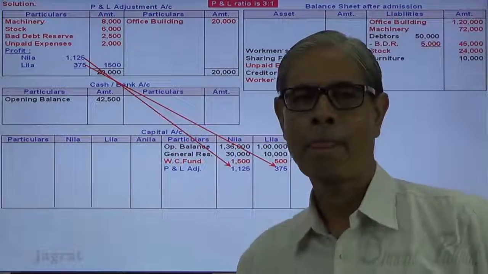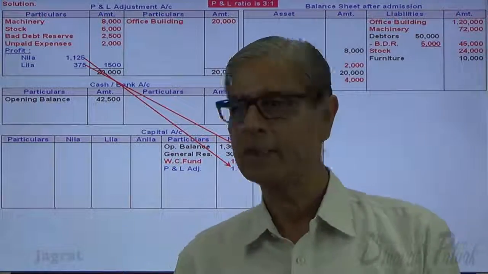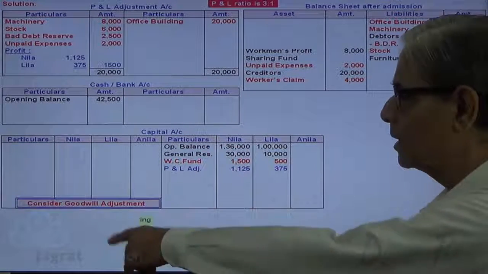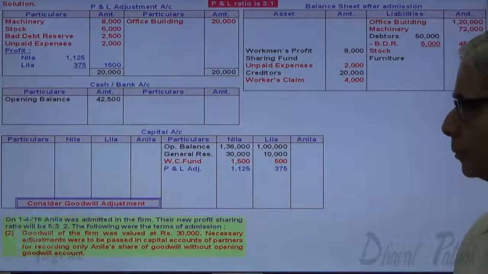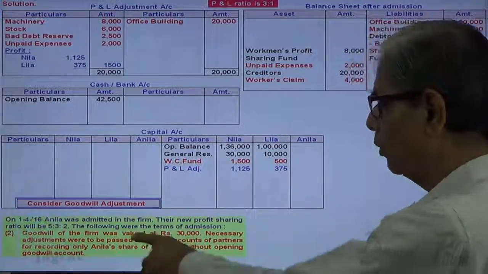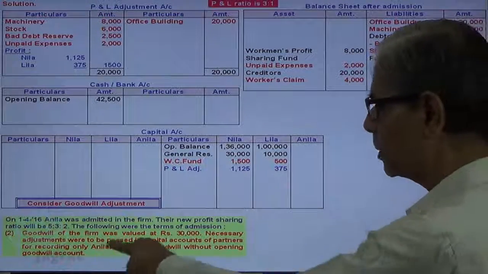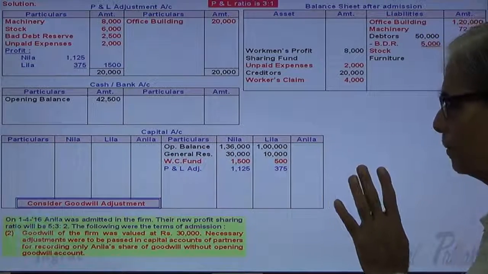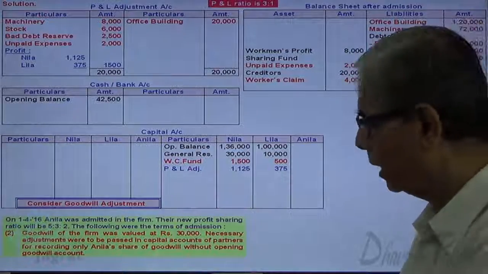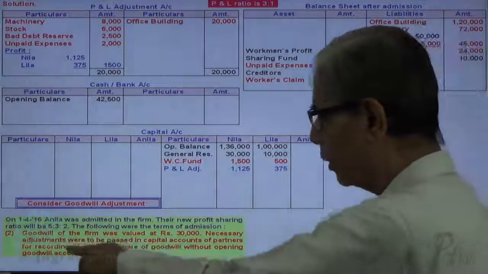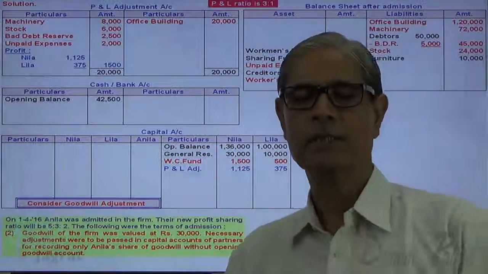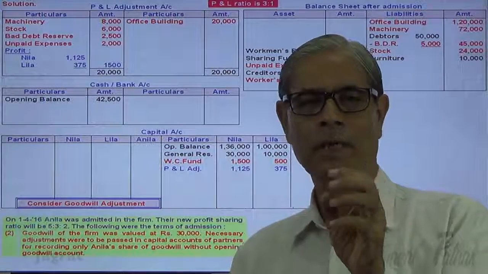Third step is over. Now I want to consider the goodwill adjustment. This is my goodwill adjustment. Anila was admitted. This is the new profit sharing ratio. Goodwill valued at 30,000. Necessary adjustment is to be passed to the capital accounts of the partners. Recording Anila's share of goodwill, for recording only Anila's share of goodwill without opening goodwill account. So goodwill is to be adjusted in the capital accounts of the partners.